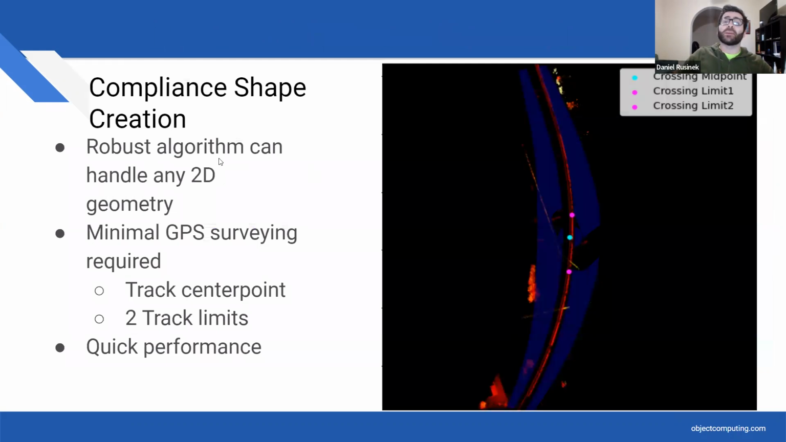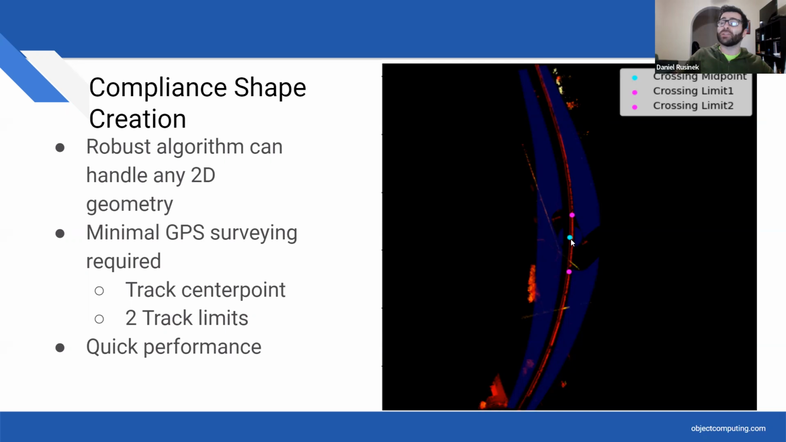And so, yeah, we're calling that the compliant shape. And we have created a robust algorithm that can handle any 2D geometry. It can handle curvature in the track, as long as we're given some GPS locations along the track as the train's moving, so we know where the curvature is. So it really doesn't require much GPS surveying. You need the train's GPS, which you already have because you're surveying with the LIDAR. And as we talked earlier, that's really important to have with the LIDAR.